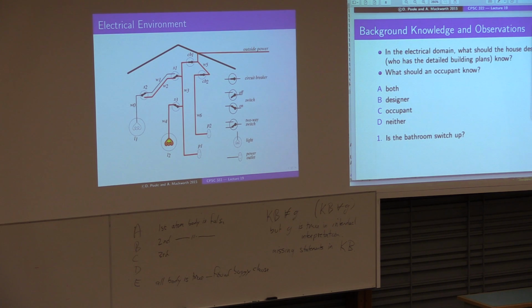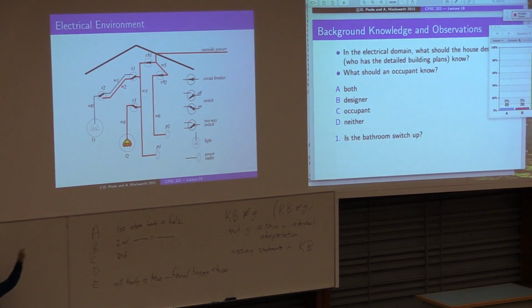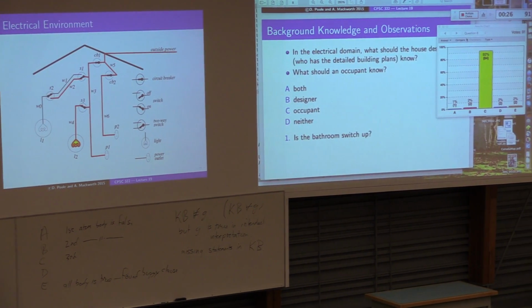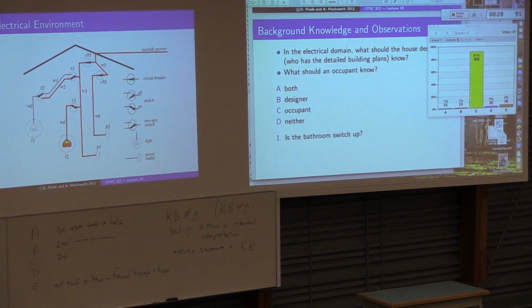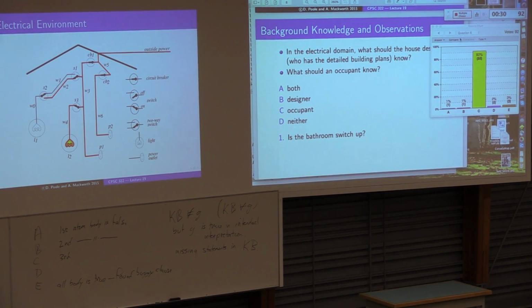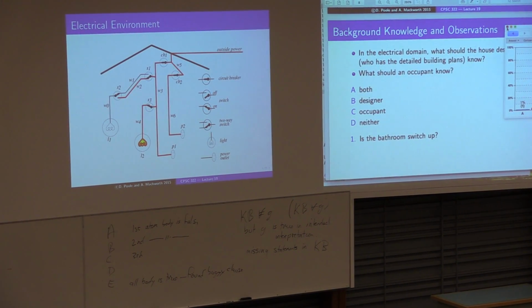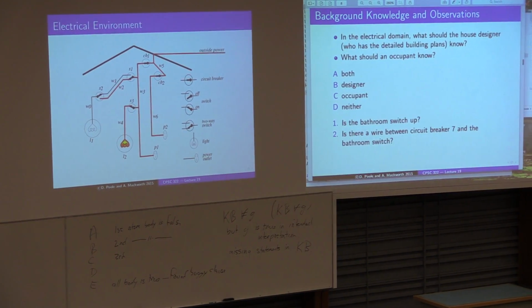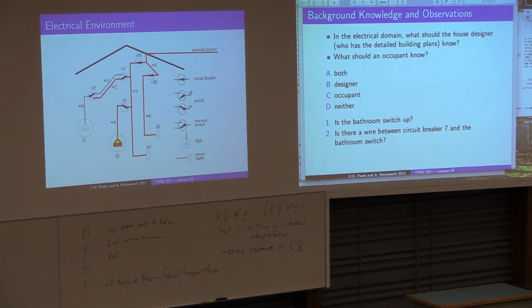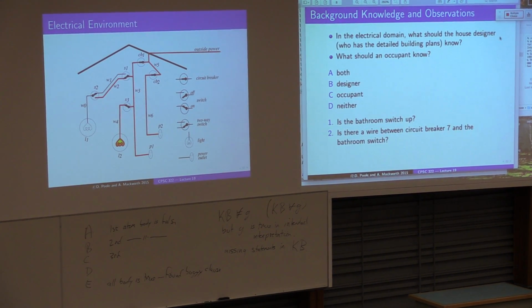Right, so you'd expect the occupant to know the answer to this question, but you wouldn't expect the designer of the house to know the answer. Okay? What about, is there a wire between circuit breaker 7 and the bathroom switch? Would you expect the designer, the occupant, both or neither to know the answer to this?